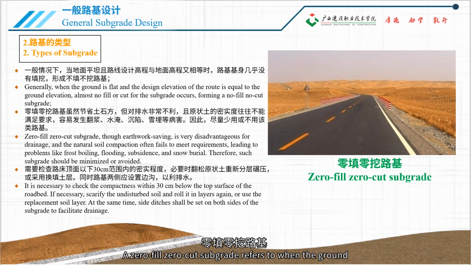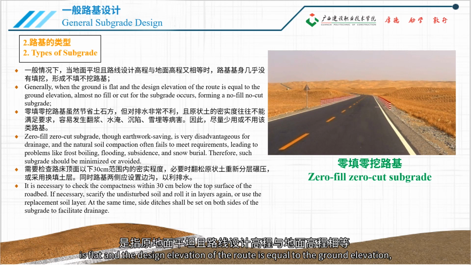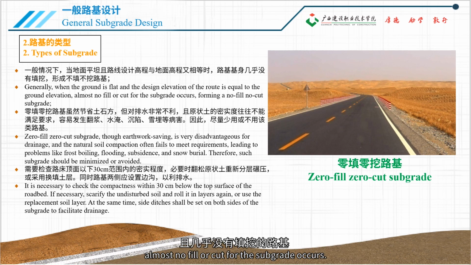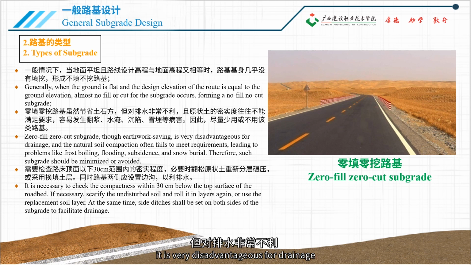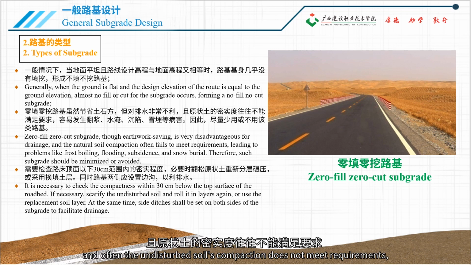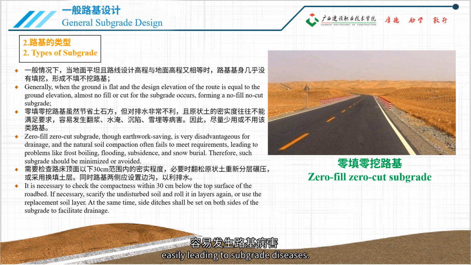A zero-fill, zero-cut subgrade refers to when the ground is flat and the design elevation of the route is equal to the ground elevation. Almost no fill or cut for the subgrade occurs. Although this type of subgrade can save on earth and stonework, it is very disadvantageous for drainage, and often the undisturbed soil's compaction does not meet requirements, easily leading to subgrade diseases. Hence, it is best to use it less or not at all.